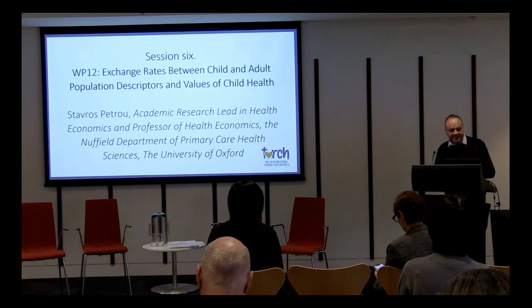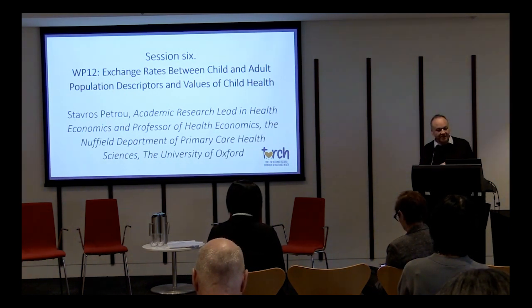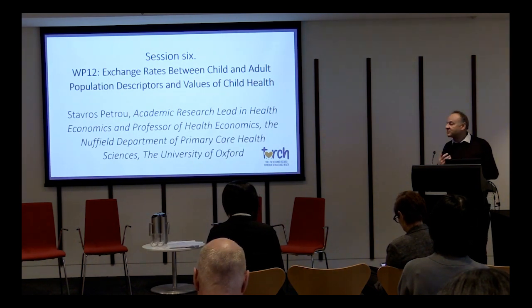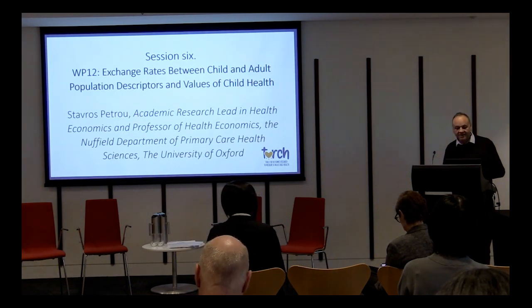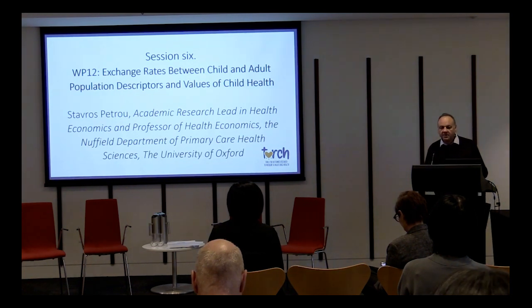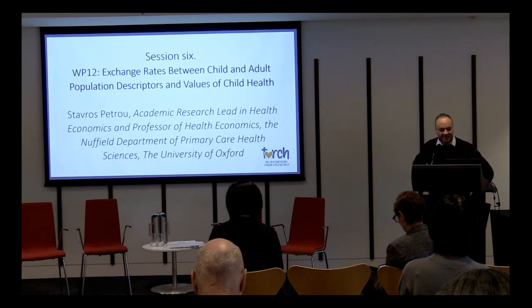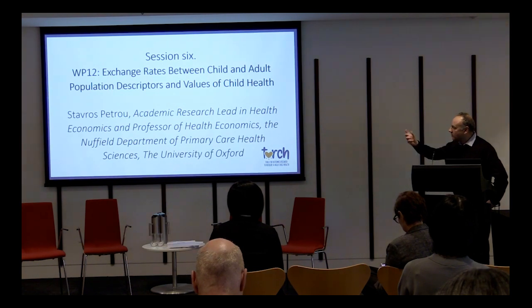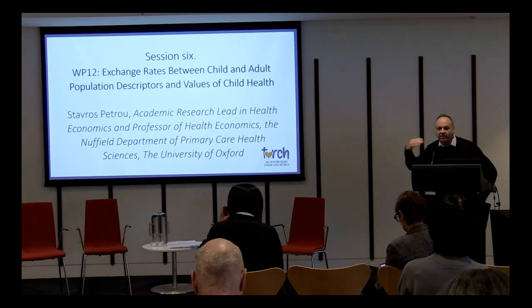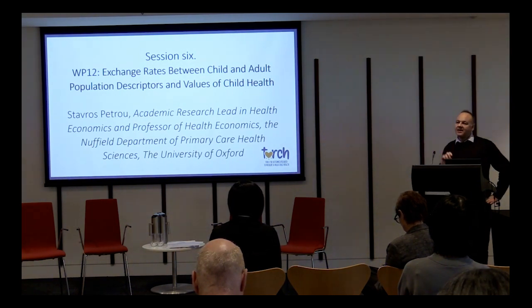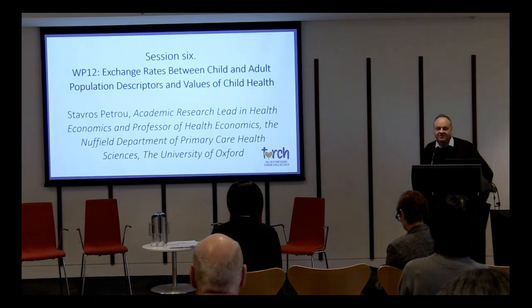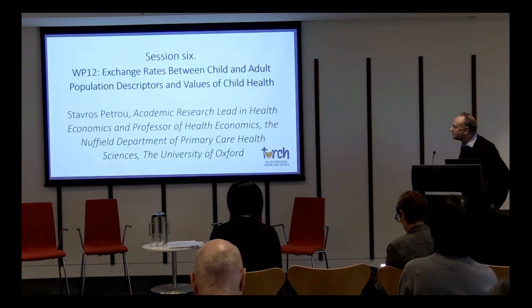So the idea here is to develop a set of mapping algorithms or exchange rates between child and adult descriptors of child health states and values of those child health outcomes. So for example, if you have a set of parent descriptors of childhood health states, you want to generate childhood values for those health states, the mapping algorithms that we'll be developing would allow you to do that, and vice versa.